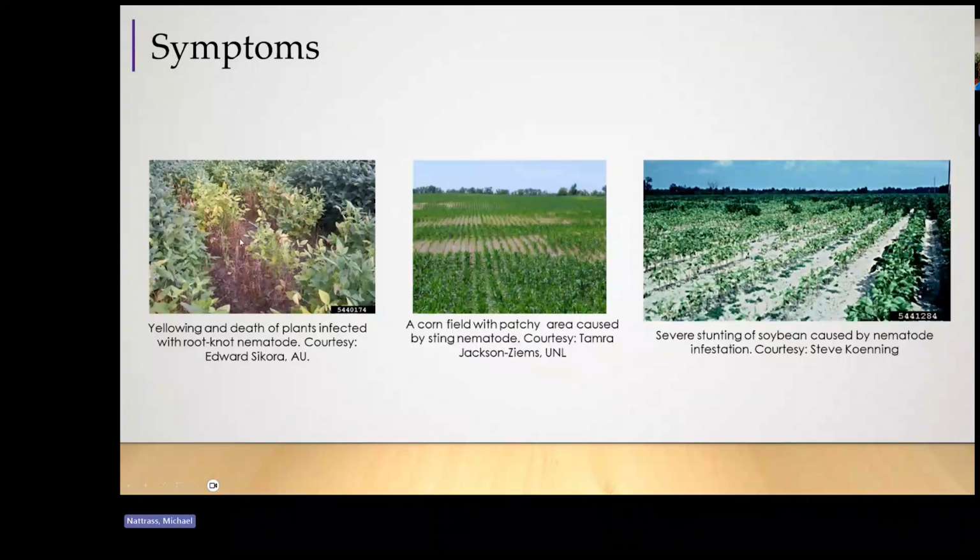Here are some of our symptoms. We've got yellowing of the plant, and you wonder why just this little section is gone but this isn't. We have this whole missing area in this field, and it's possible that this is just caused by an infestation of nematodes right there. But eventually, this section and this section will take out that section.